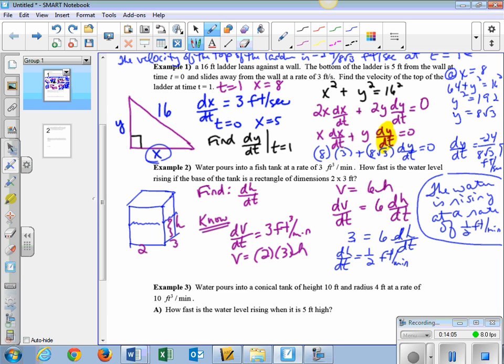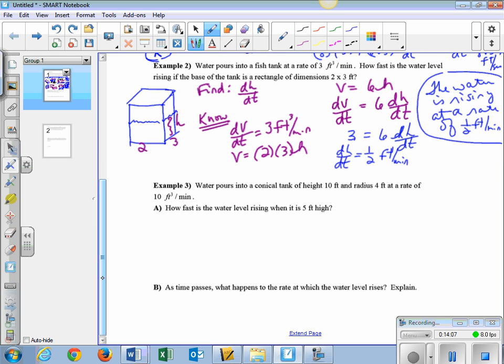All right, those are pretty basic, I'll be honest with you. We've got to do some a little bit more complicated, and that's what the rest of the problems are all about. Okay, so here we go. Example 3. Water pours into a conical tank of height 10 feet and radius 4 feet at a rate of 10 cubic feet per minute. How fast is the water level rising when it is 5 feet high?